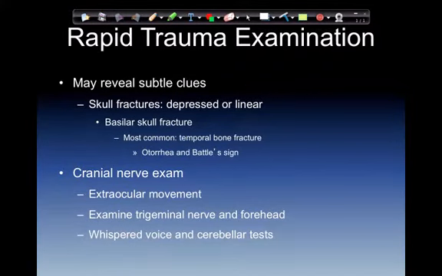Rapid trauma examination. Rapid traumas are done at the point that the patient is not giving us something to focus on. So if the patient is unresponsive, a rapid trauma assessment needs to be performed. It may reveal very subtle clues like skull fractures. Linear skull fracture is the most common, usually a result of low-energy blunt trauma across a broad area of the head. A depressed skull fracture, generally due to a focused high-energy blow to the skull in one location, or a basilar skull fracture, which is the most common.